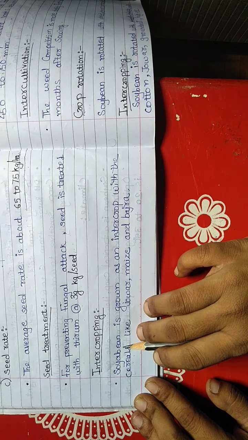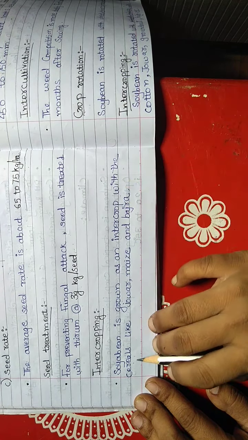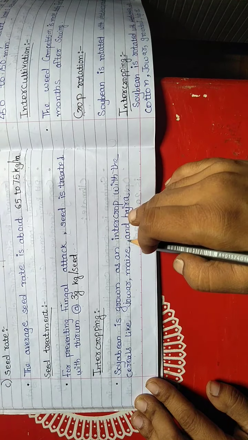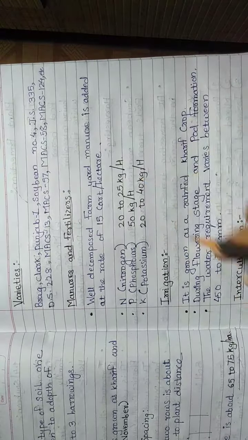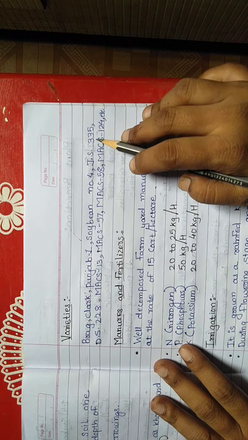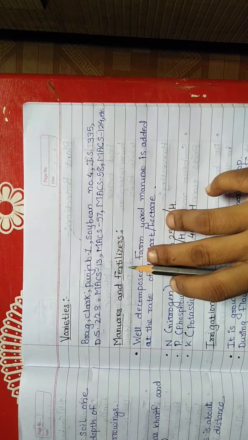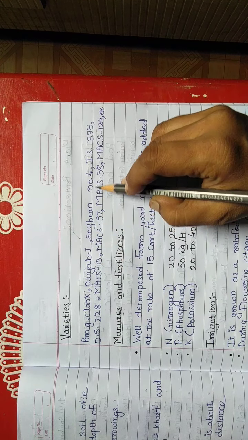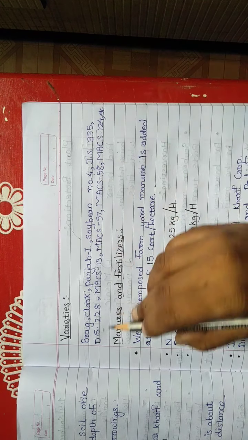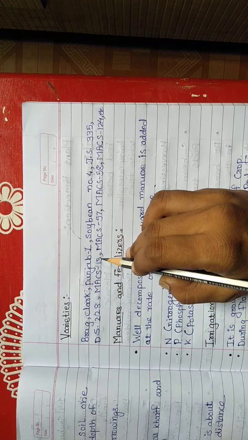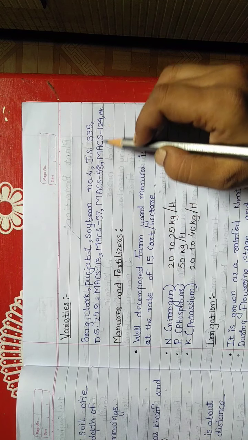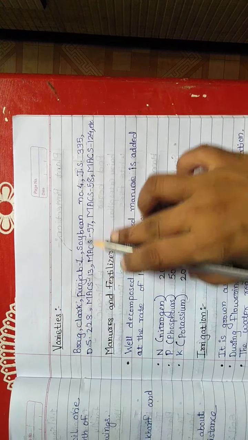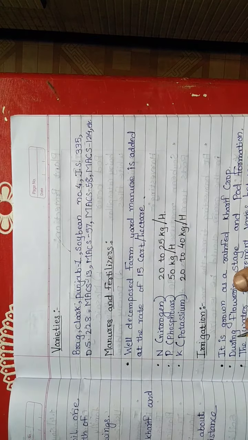Intercropping. Soybean is grown as an intercrop, and cereals like jowar, maize and bajra are also grown along with the soybean. Then varieties. There are so many varieties of soybean. Mostly Bragg, Clark, Punjab 1, Soybean number 4, JS335, DS228, Max 13, Max 57, Max 58, Max 124, etc. These are the major varieties found in our India.